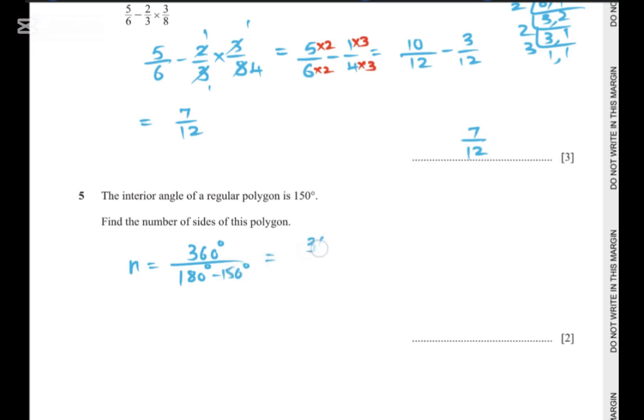So 360 by 180 minus 150 is 30. So the zeros can be cancelled out. 3 times 12 is 36. So 12 sides. The polygon has 12 sides. Answer is 12. Question number 5 is done.